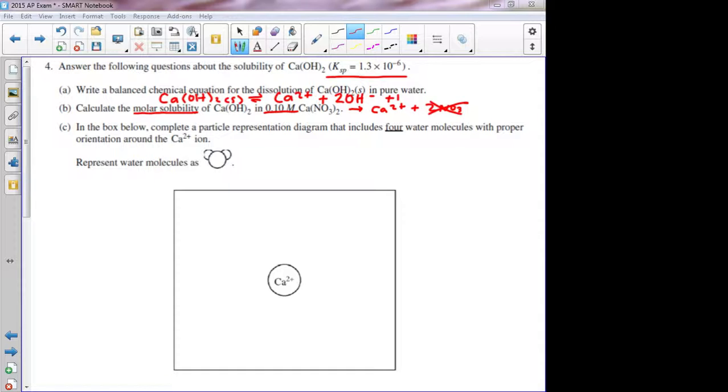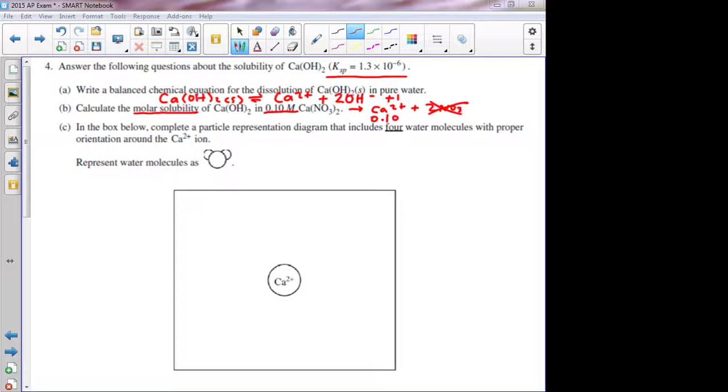Do I care about the concentration of the Ca2 positive from that? Yes. What is my concentration of Ca2 positive going to be that I get from that? 0.10 molar, right? Because it completely dissociates. I only get one of those, so it's 0.10 molar. Now, if I cared about the nitrate, what would be the concentration of the nitrate? 0.2 molar, right? Do we see that?